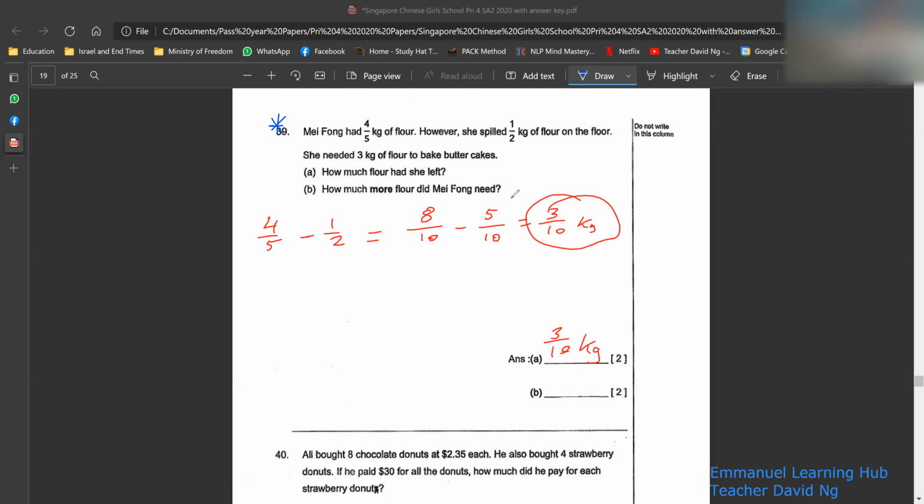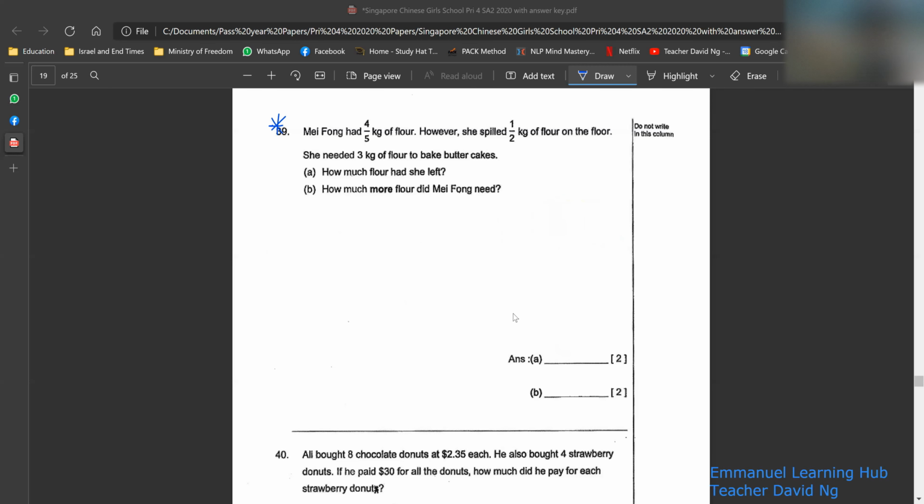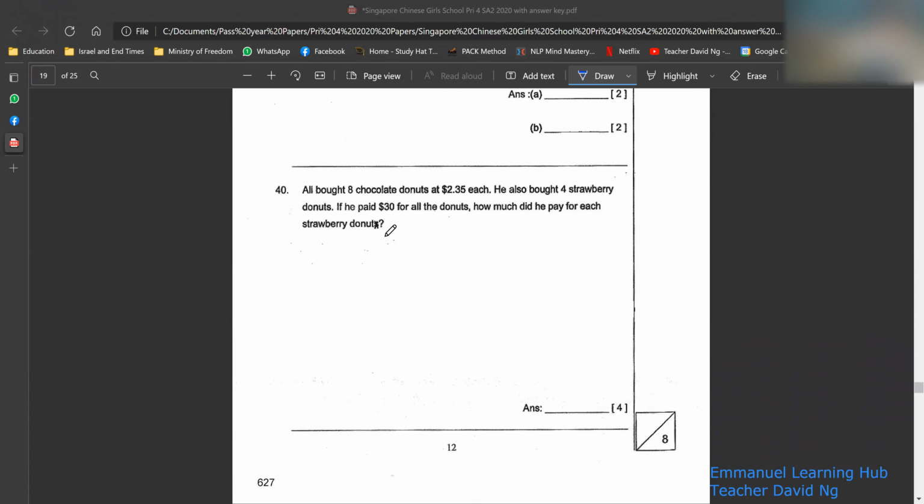Okay. How much flour did Mei Fong need? So she needed 3 kg, right? Understand? Do you understand why I minus off? Yeah. You can understand, I move on already. Okay, question 40. What is your answer for question 40?